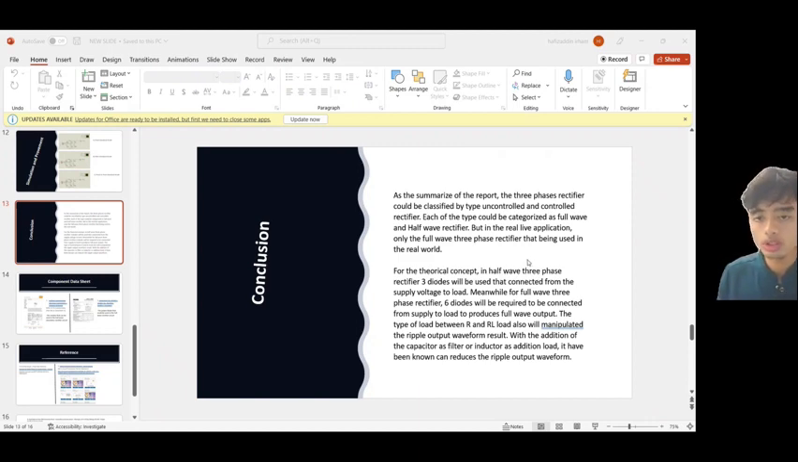For the theoretical concept, in the half-wave three-phase rectifier, 3 diodes will be used, connected from the supply voltage to the load. Meanwhile, for the full-wave three-phase rectifier, 6 diodes will be required to be connected from supply to load to produce full-wave output. The type of load, between R and RL load, also affects the ripple output waveform result. With the addition of a capacitor as a filter or an inductor as an additional load, it is known that it will reduce the ripple output waveform.